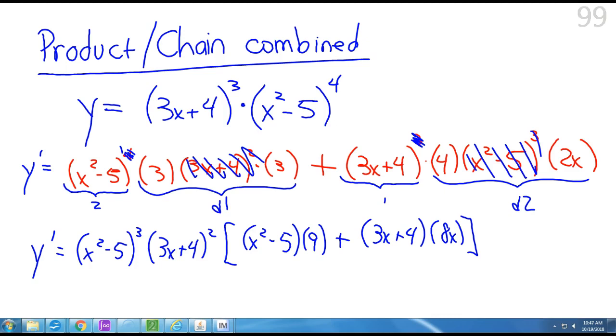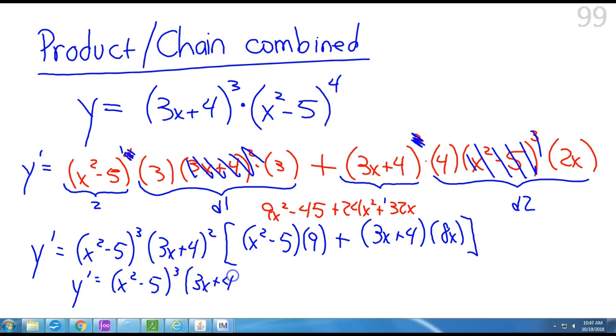Okay. Now I just got to clean up the inside. This is just like a simple algebra thing. So I'd have 9x squared minus 45 plus 24x squared plus 32x. So my last step is just cleaning up that middle part a little bit. So that would be 33x squared plus 32x minus 45. And that's one term.